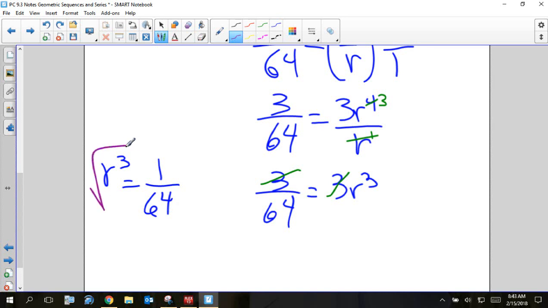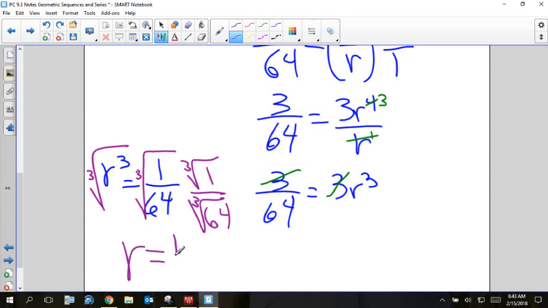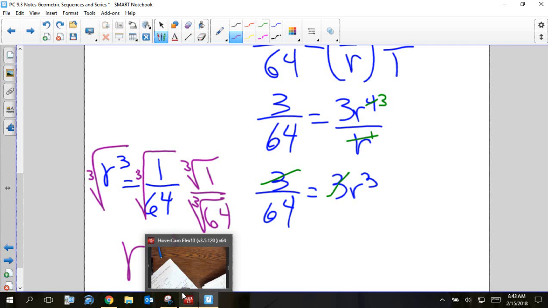Cube root. And if you're not sure of the answer, there is a cube root button, but we really should not need it for this one at least, because when you're cube rooting a fraction, you can cube root the top and the bottom separately. So what does r equal? 1 over 4.